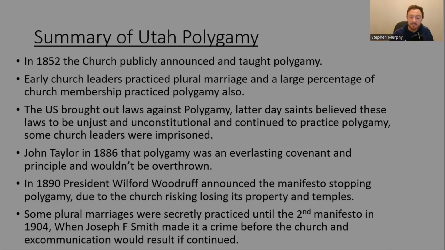Some plural marriages were secretly practiced until the second manifesto, until 1904, even by some of the leaders of the church. But then in 1904, Joseph F. Smith made it a crime before the church, and excommunication would result if any new marriages were entered into. Definitely very messy, Utah polygamy, and especially what happened around the Manifesto. Very troubling and messy that polygamy was sort of secretly being practiced even when it was against the law and even after the Manifesto.